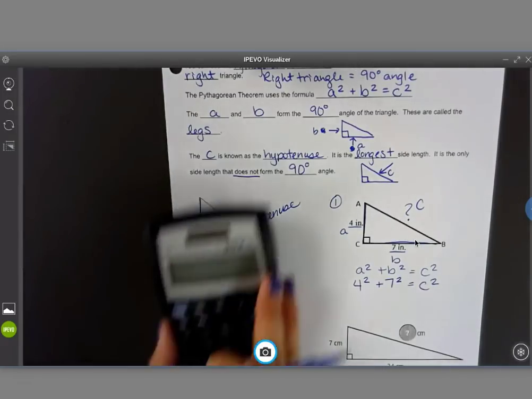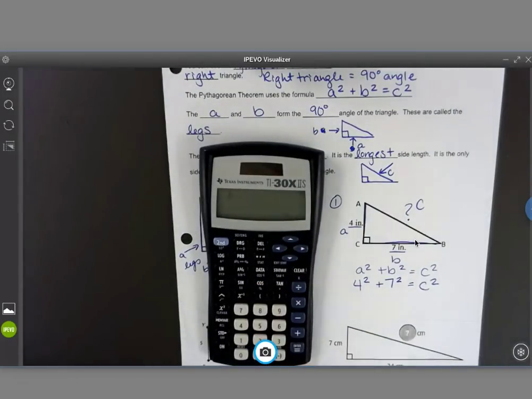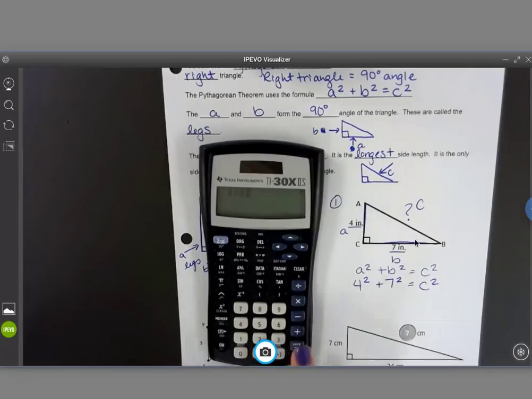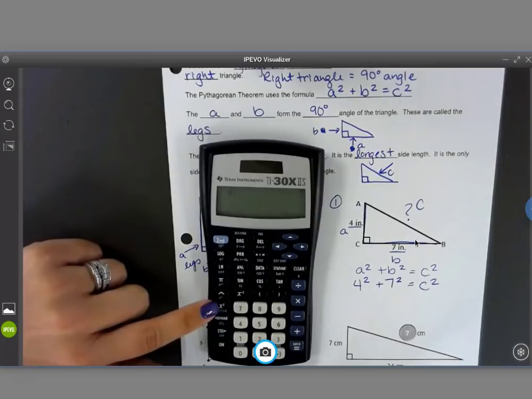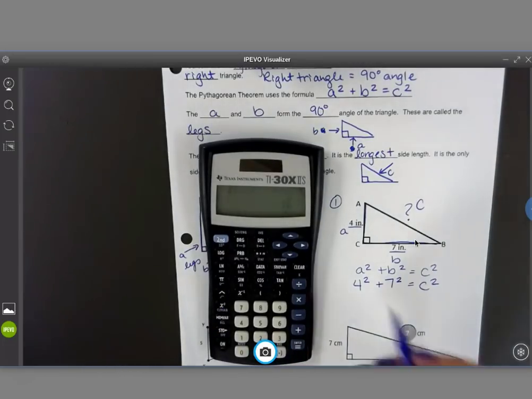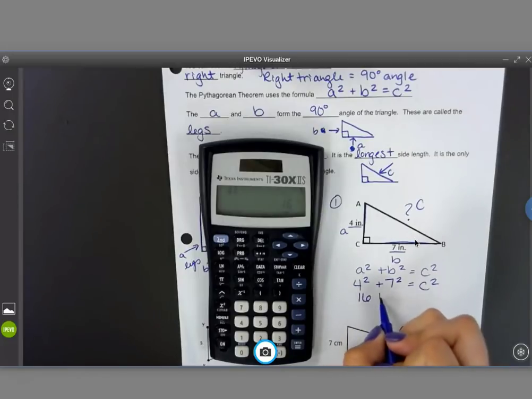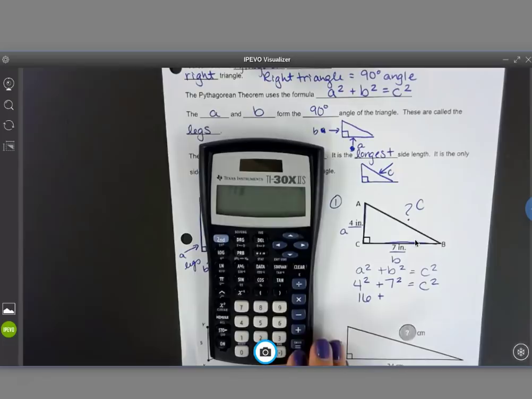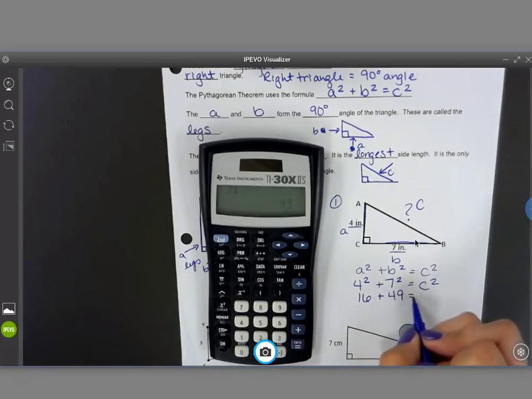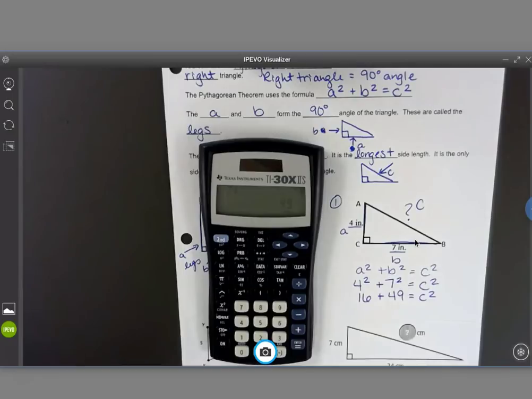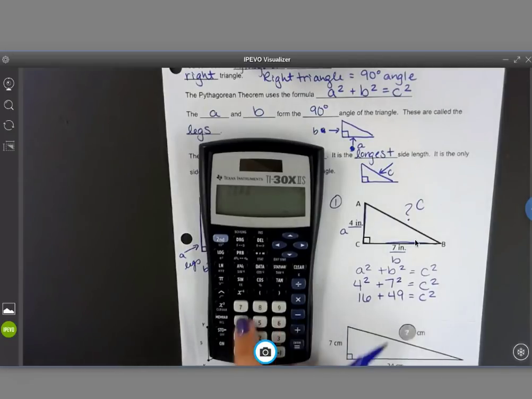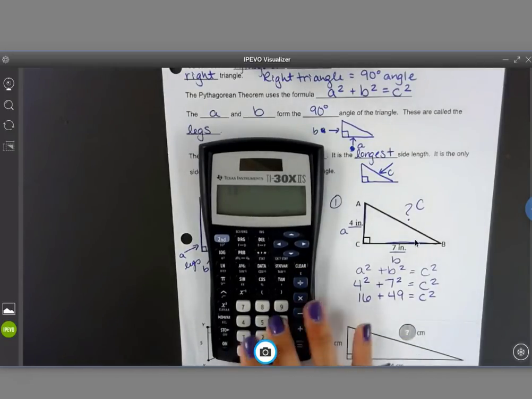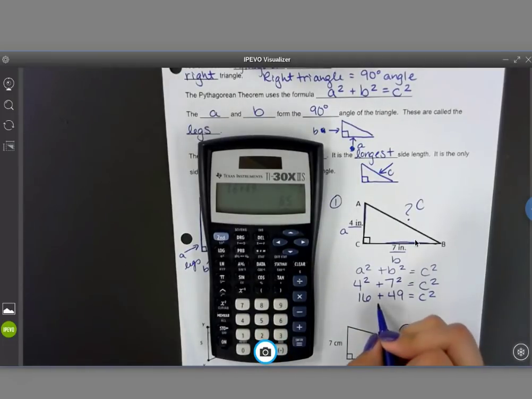So now I have to use my calculator. Hopefully you recall what 4 squared is. That just means 4 times 4. So you can type in 4 times 4, or you can type in 4, and over here, this x squared, you can hit that and hit enter. So 4 squared is 16. 7 squared is 49. So remember, the point of solving an equation is to get the variable by itself. So I need to add 16 and 49 together to get 65.